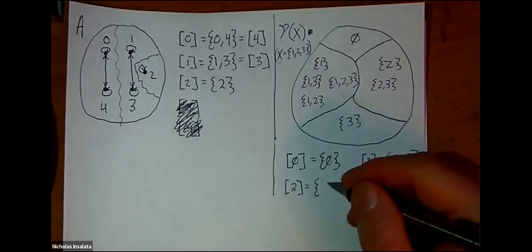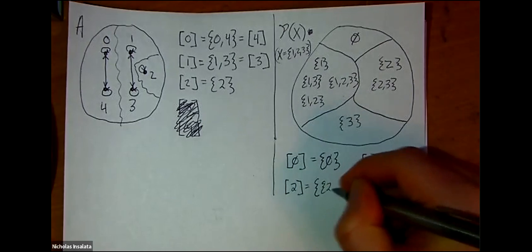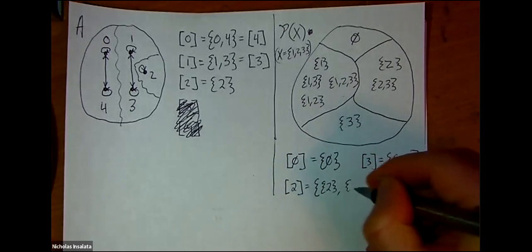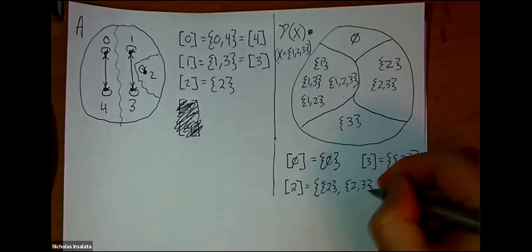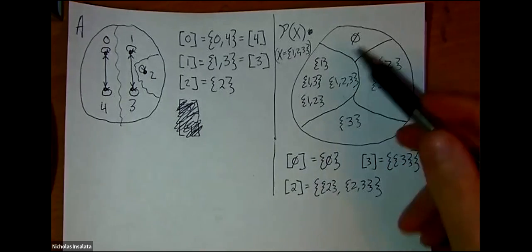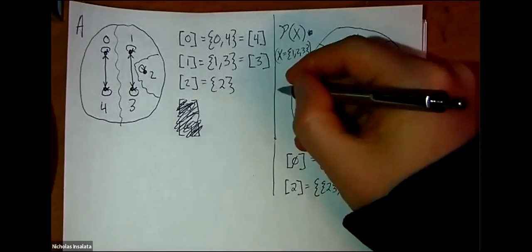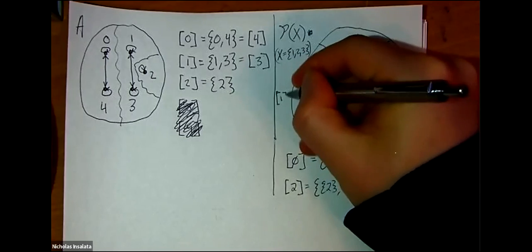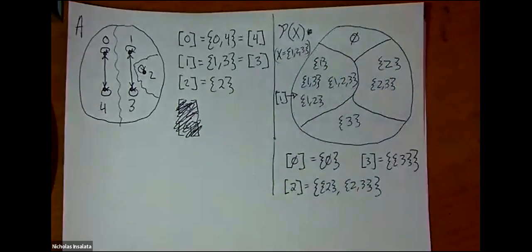All right, awesome, Natasha. Great job. Singleton 2 and the set 2, 3. And of course, the equivalence class of 1 is this guy. I won't bother writing it out. You get the idea, right? All right, cool.